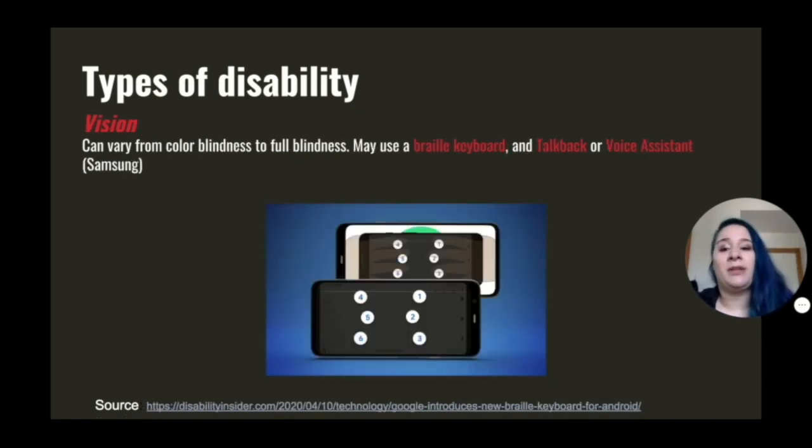The 4th type of disability is vision. This can vary from color blindness to full blindness. Users with a vision disability may use a Braille keyboard and TalkBack or Voice Assistant. Pictured here is a soft Braille keyboard developed by Google earlier this year. This allows the user to tap on the phone as a Braille keyboard instead of using a hardware device. TalkBack and Voice Assistant are used typically as screen readers. Voice Assistant is available automatically on Samsung devices, but TalkBack is available through the Android Accessibility Suite, which I'll go over later.